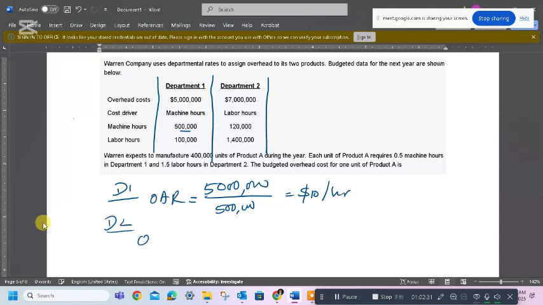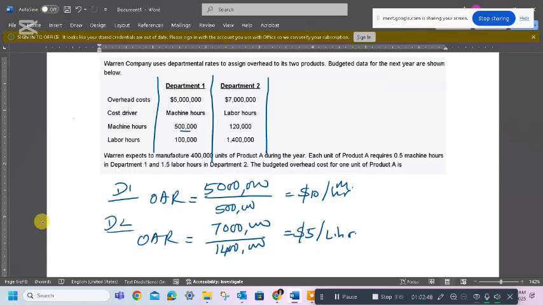Department 2 overhead application rate is going to be 7 million overhead. What's the basis? Labor hours. Labor hours 1.4 million. So you get 5 per labor hour. This is per machine hour, and this is per labor hour.